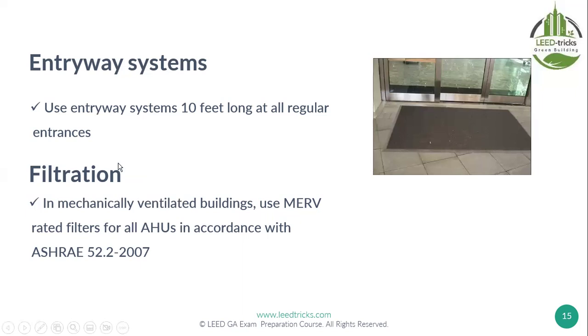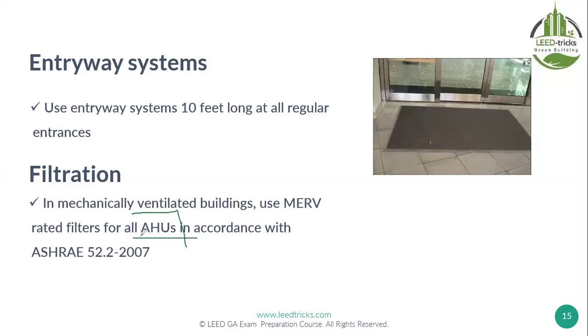Filtration is another way. In mechanically ventilated buildings, use filters or MERV rated filters for all AHUs in accordance with ASHRAE 52.2 2007. You need to remember this. Why? What is filtration? The air handling unit is a machine on the roof that brings the air to your building, because you close all windows. The air comes in through the ducts. Air handling unit, AHU, call it AHU.